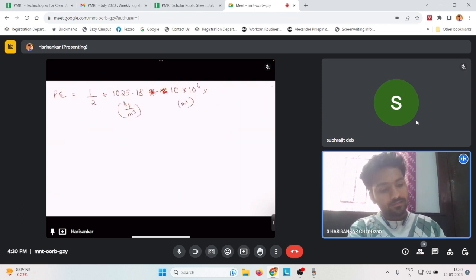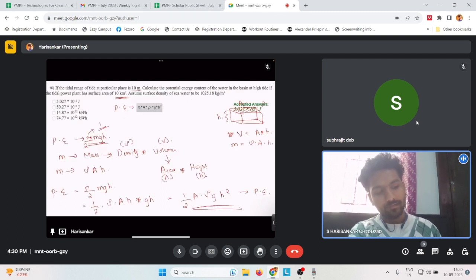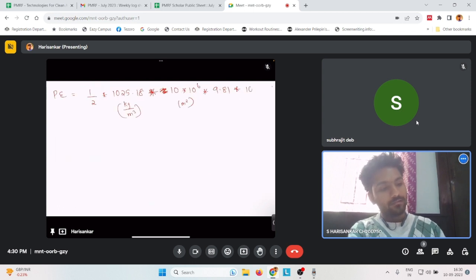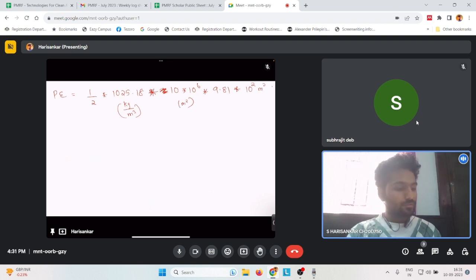And then we have the area, we have rho, g that is 9.81, and h square, where height is given as 10 meter, so this will be 10 square meter square. So just do this mathematical operation here. Let's take a calculator and do it.